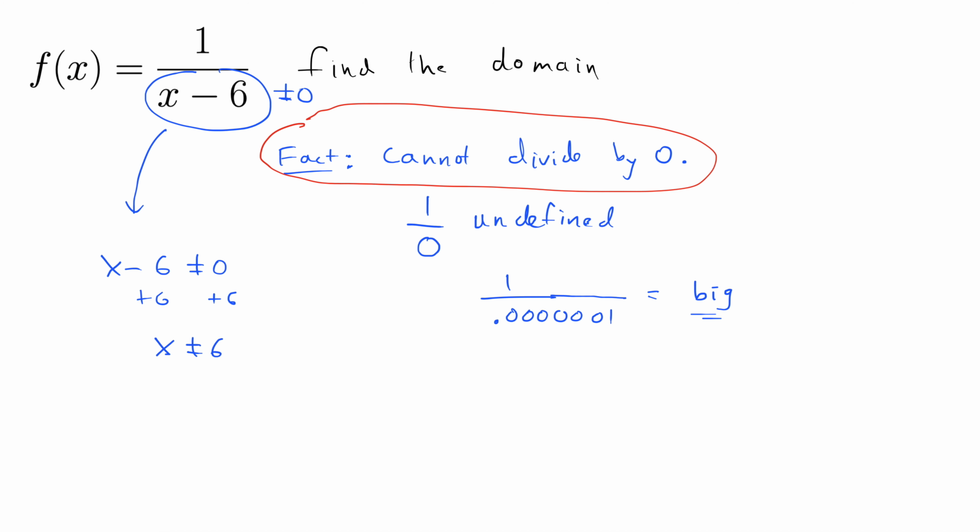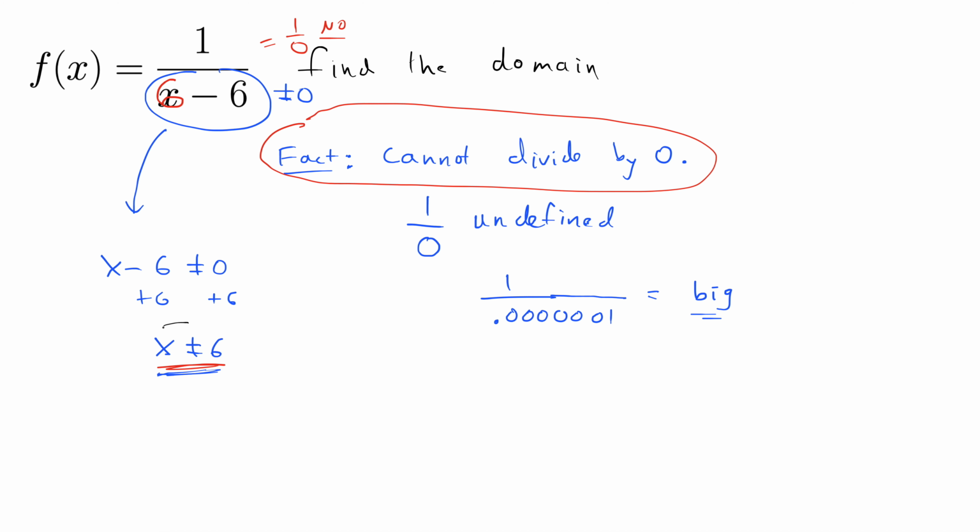And that kind of makes sense, right? If we were to plug in 6 here for x, we would get 1 over 6 minus 6, which would give us 1 over 0. No, we can't do that. So we have to take x equals 6 out of the domain of f of x. Every other value of x is fine, it's just 6 is forbidden. So here's the domain.